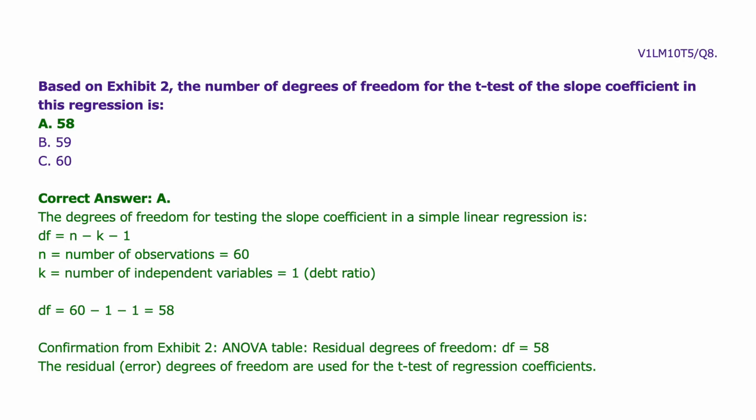In a simple linear regression, the degrees of freedom, df, for a t-test is calculated as the number of observations minus the number of parameters estimated, the intercept and the slope, which simplifies to n minus 2. The df used for the t-test of the slope coefficient is identical to the residual, or error, degrees of freedom shown in the ANOVA table. With 60 observations, the calculation is 60 minus 2 equals 58, which matches the residual df provided in Exhibit 2.